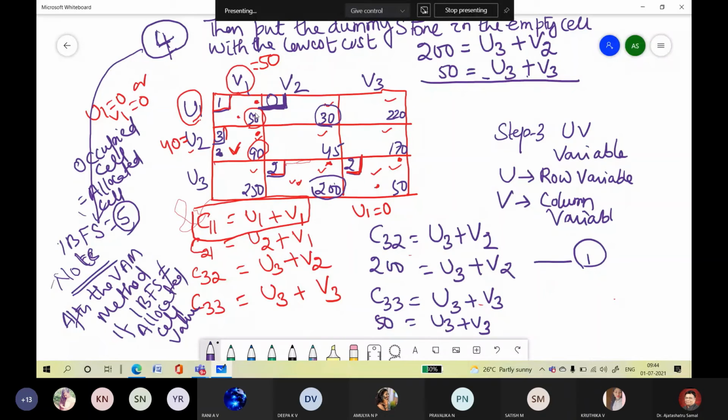Now here we got 4 equations, guys. Okay. Now another equation will come automatically. What will the equation be?